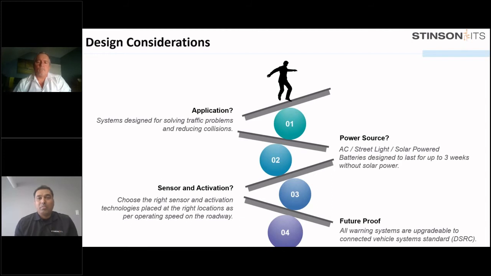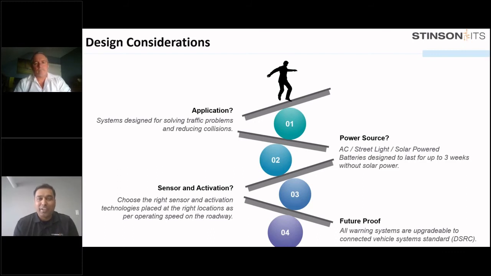And it's not just finding the right sensor and the activation, but it's also installing them at the right location, which could be, again, based on the road speed, for example, or the road geometry. So we do all these site surveys, we do a lot of engineering before we come back to you with a really nice solution.